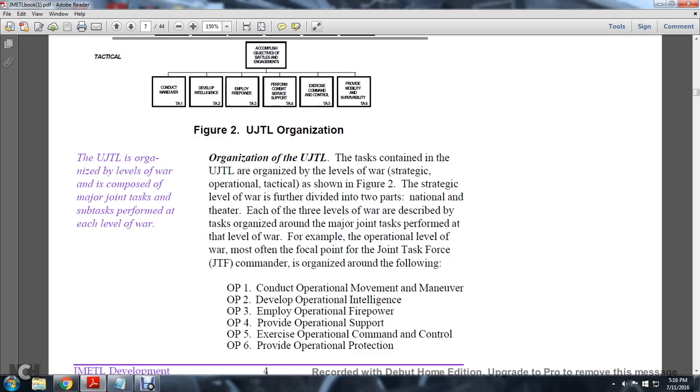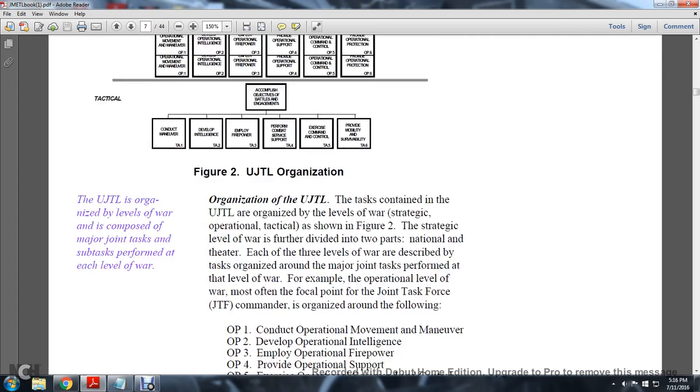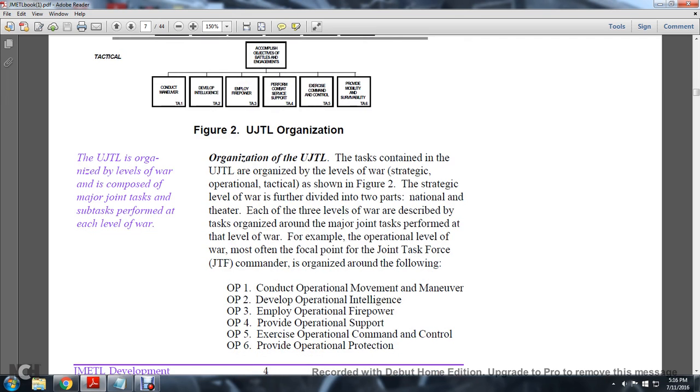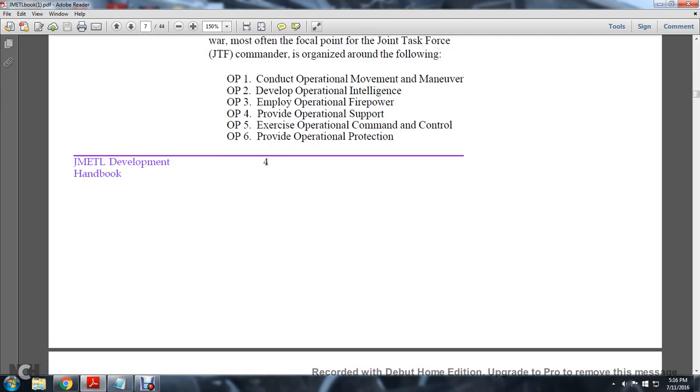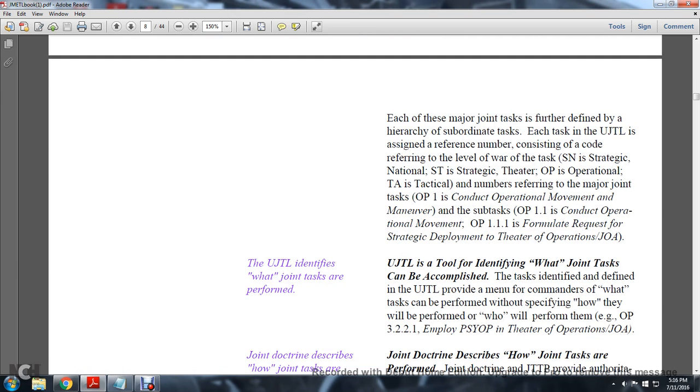For example, the operational level of war, often the focal point of the Joint Task Force, or JTF, commander, is organized around the following operational Universal Joint Task List tasks: conducting operational movement and maneuver, developing operational intelligence, employing operational firepower, providing operational support, exercising operational command and control, and providing operational protection. Each of these major tasks is further defined in a hierarchy of subordinate tasks.